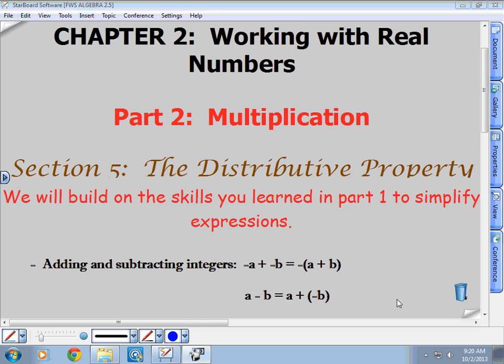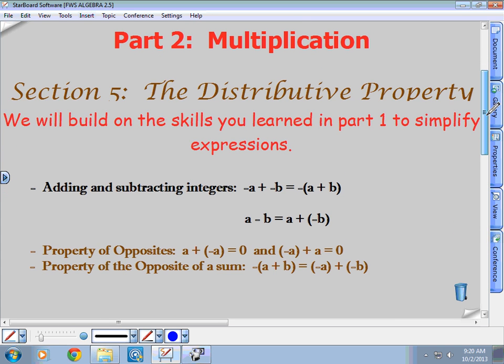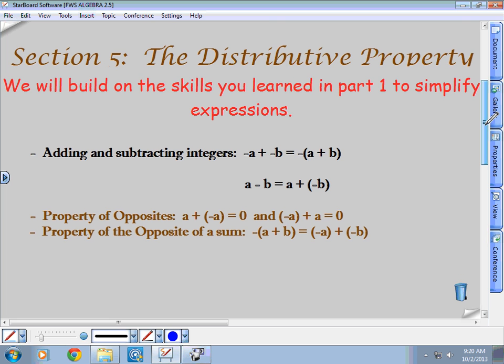So today we're in part 2. We're going to start part 2, which is multiplication. So today we're going to start section 5, which is the distributive property. We're going to build on the skills you learned in part 1 to simplify expressions.